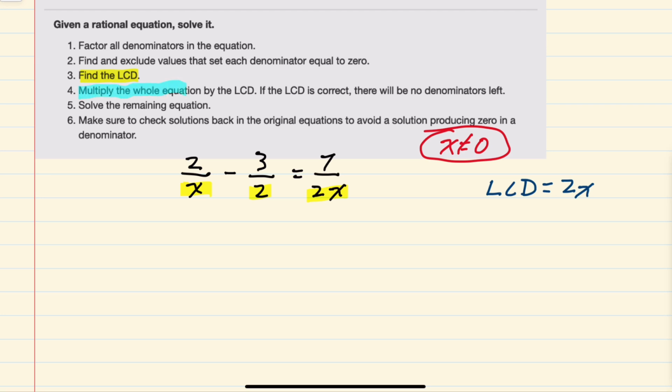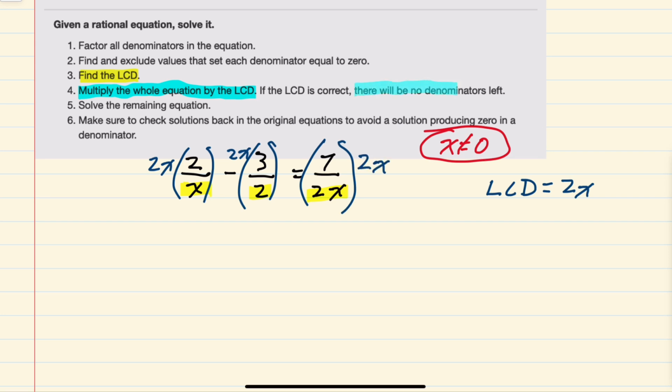I can multiply the entire equation by the lowest common denominator, meaning we multiply each term on the left by 2x, and each term on the right by 2x, and this will cancel so that there are no more denominators. We can see this as the x cancels in the first term, leaving me 2 times 2, which is 4, and then the 2 canceling in the second term, leaving me a negative x times 3, or minus 3x. And then on the right-hand side, both the 2's and the x's cancel, leaving me with just the 7.